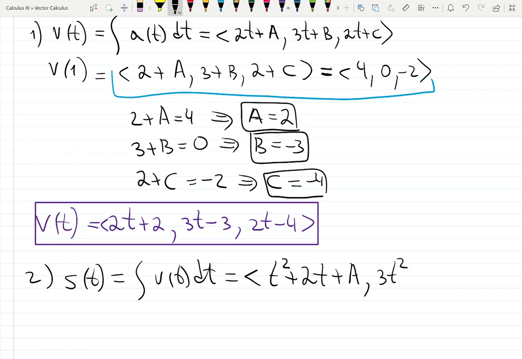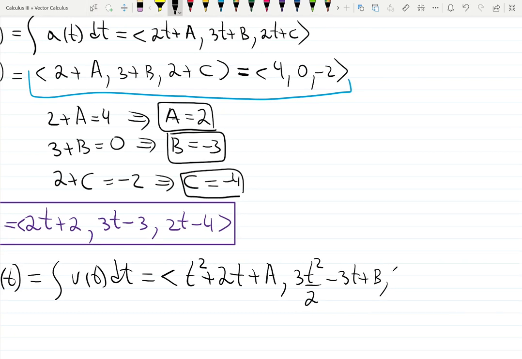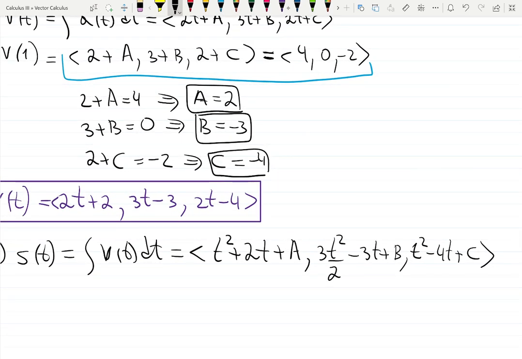3t squared over 2 minus 3t plus b, and 2t squared over 2, which is t squared, minus 4t plus c. Are you catching up or too fast? Let me drink some water and then we'll see.